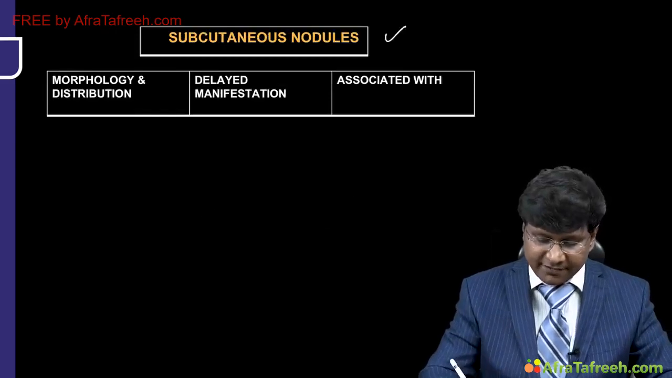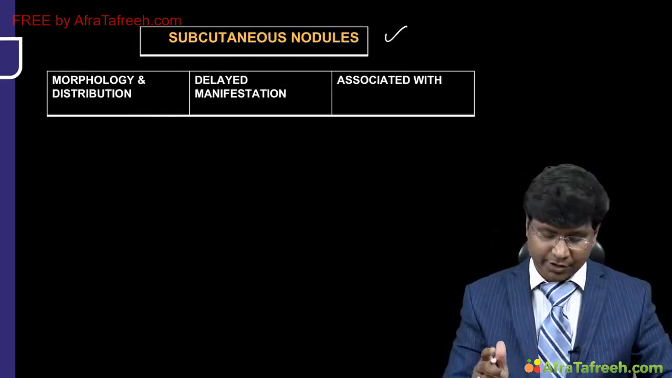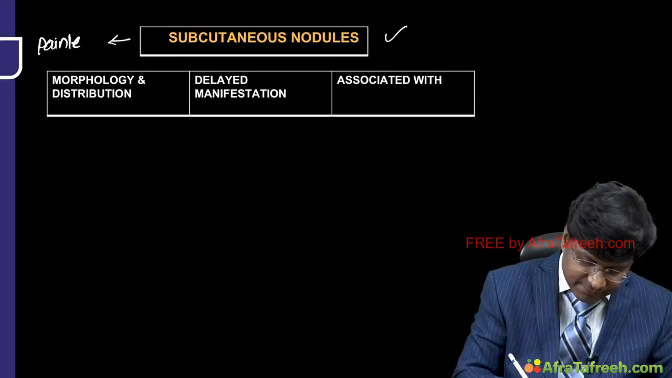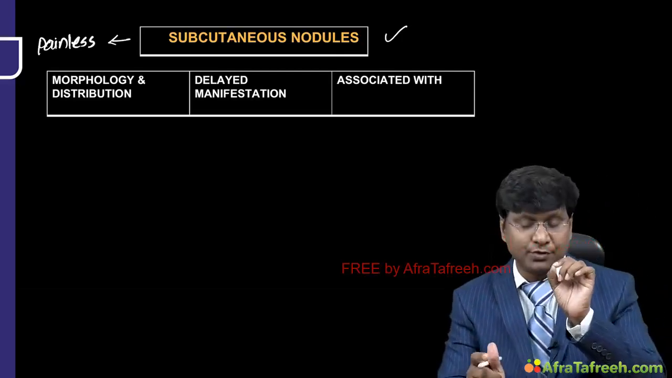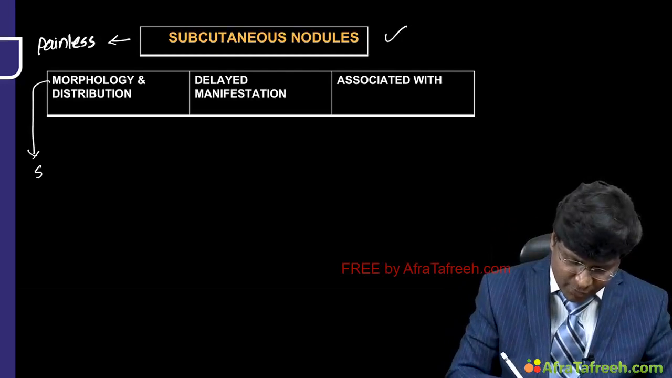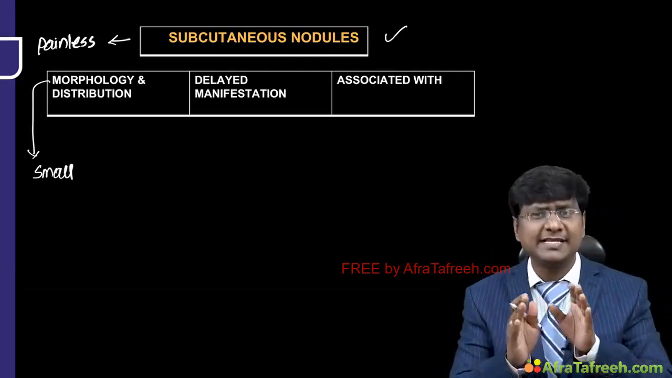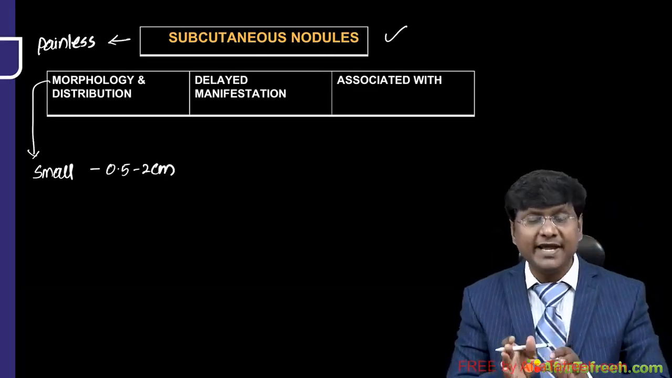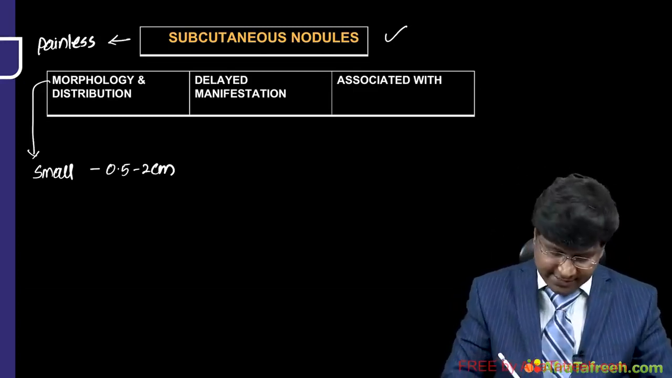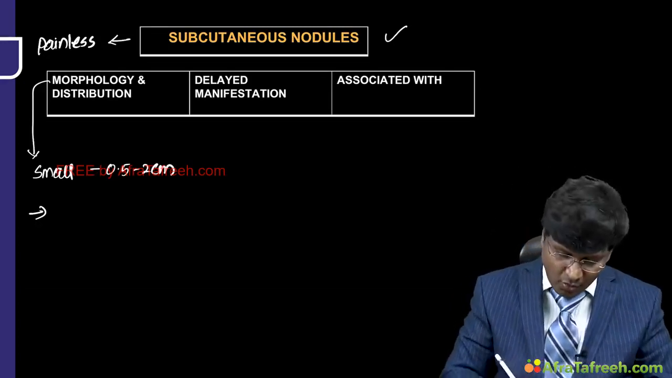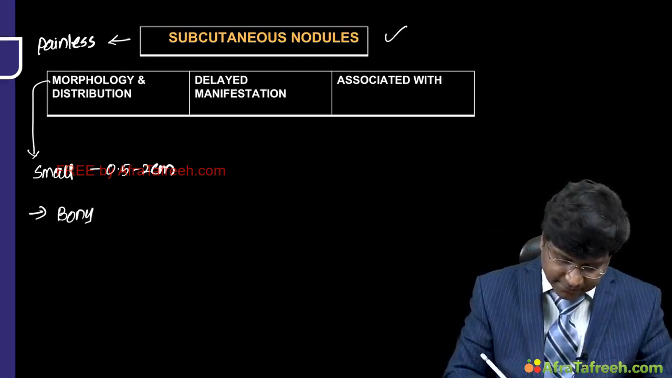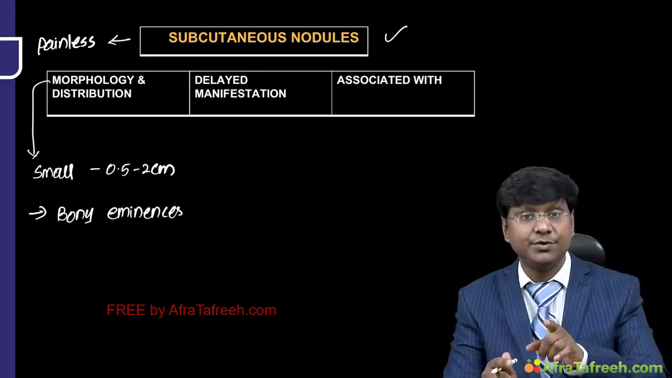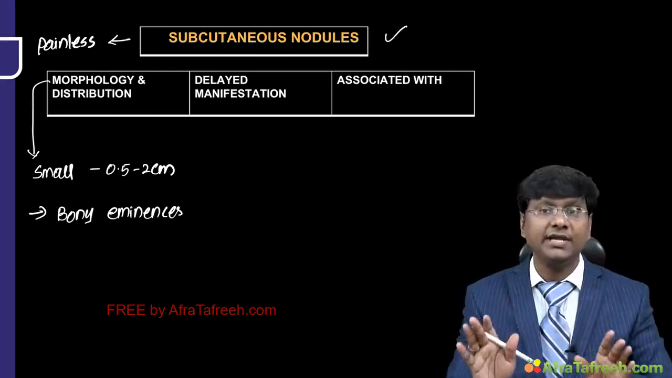Then another important manifestation is the development of subcutaneous nodules. These subcutaneous nodules are painless. In morphology, they are very small. And what will be the size of these subcutaneous nodules? It is around 0.5 to 2 centimeters. They are distributed beneath the skin, overlying the bony prominences.